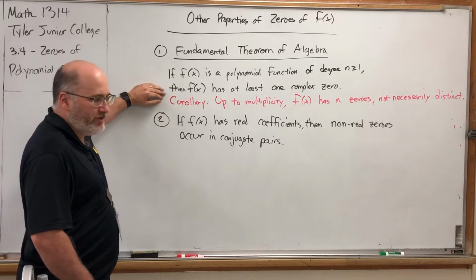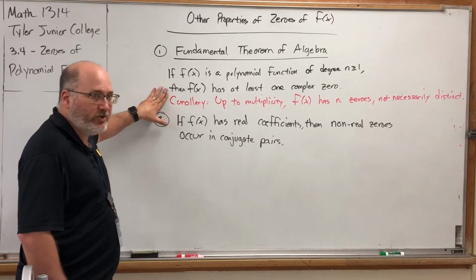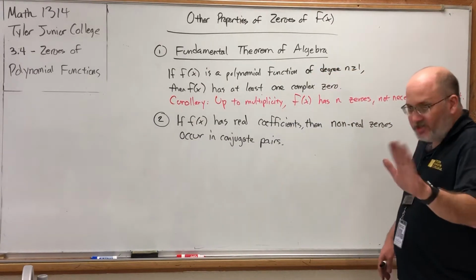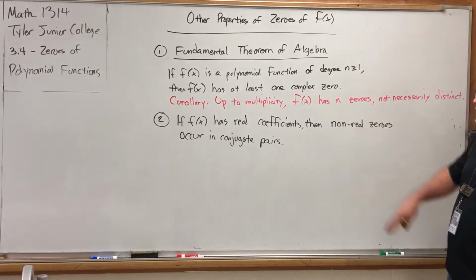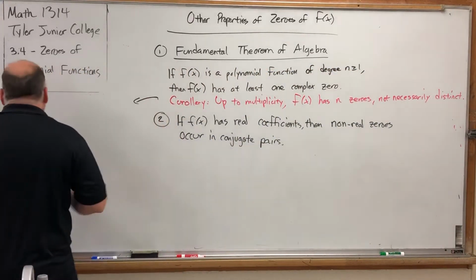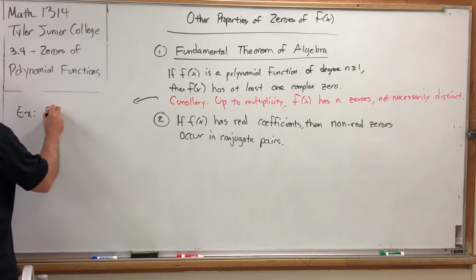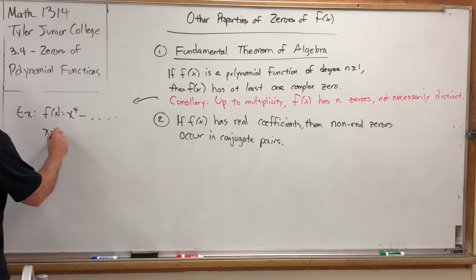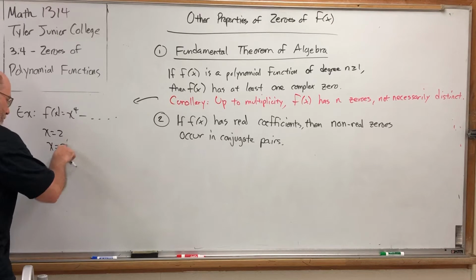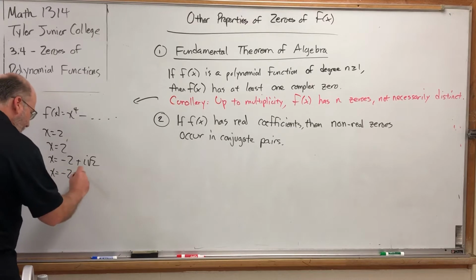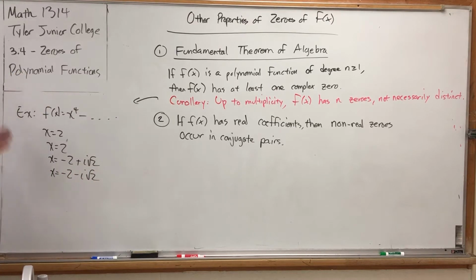Now there's a corollary to this, which is almost like a consequence of this, which I won't prove, we'll just state without proof. Up to multiplicity, your function has n zeros, not necessarily distinct. We just saw an example of that in the previous video. We had a function that started with x to the 4th power. That was its degree. And the zeros we got were 2, 2, negative 2 plus i square root of 2, and negative 2 minus i square root of 2. So this did have at least one complex zero. Any of these would suffice.